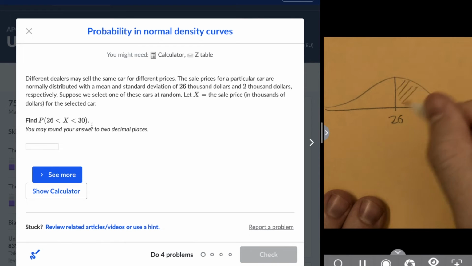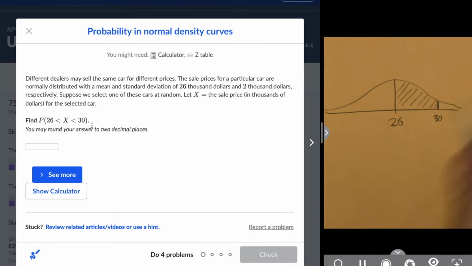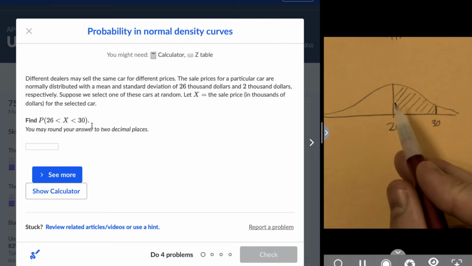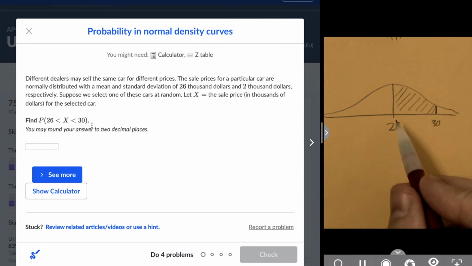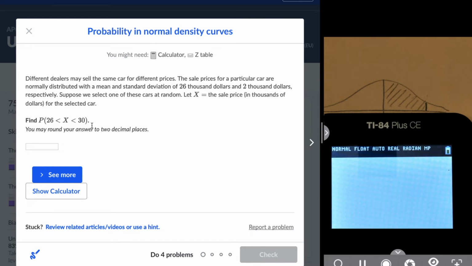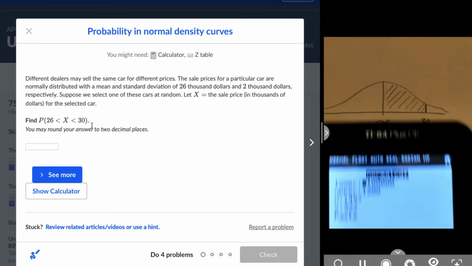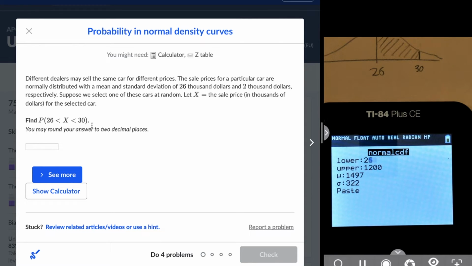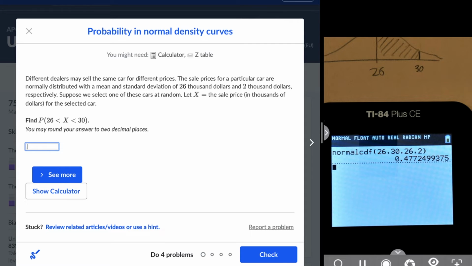So I actually want this area. It doesn't change the complexity of the problem, but it is interesting to note that this time the lower bound is literally in the middle. We don't see that often, but it doesn't change how we approach it. We're still going to go to second distribution, normal CDF. My lower, or furthest left I go, is the 26. The highest I go is the 30. The mean is 26, and the standard deviation is 2. And I get 0.477, which rounded to two places would be 0.48.